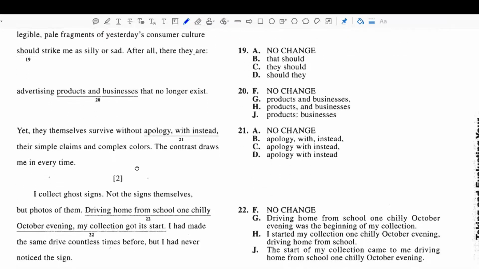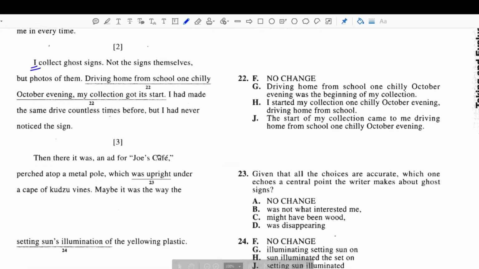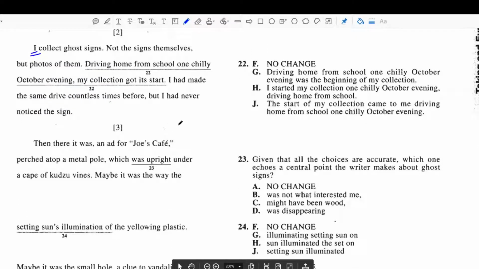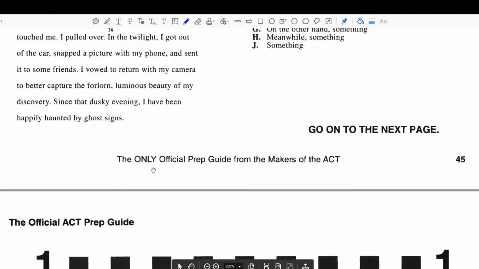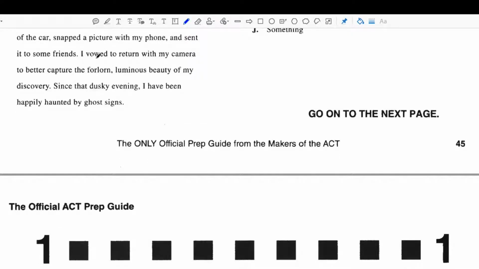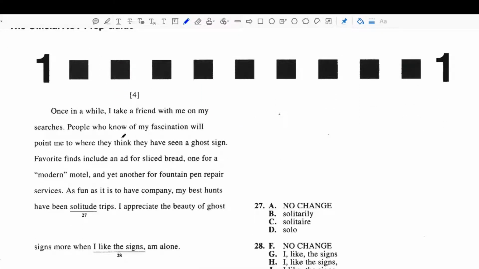In paragraph 2, the narrator mentions that she collects ghost signs, okay? Not the signs themselves, but photos of them. She was driving home from school one chilly October evening when her collection got started. I had made the drive countless times, but I'd never noticed the sign. Okay, now it goes into that specific instance of when the narrator got started with her collection. Continues on. I vowed to return with my camera to better capture the forlorn, luminous beauty of my discovery. She was happily haunted by ghost signs. Every once in a while, she took a friend along.